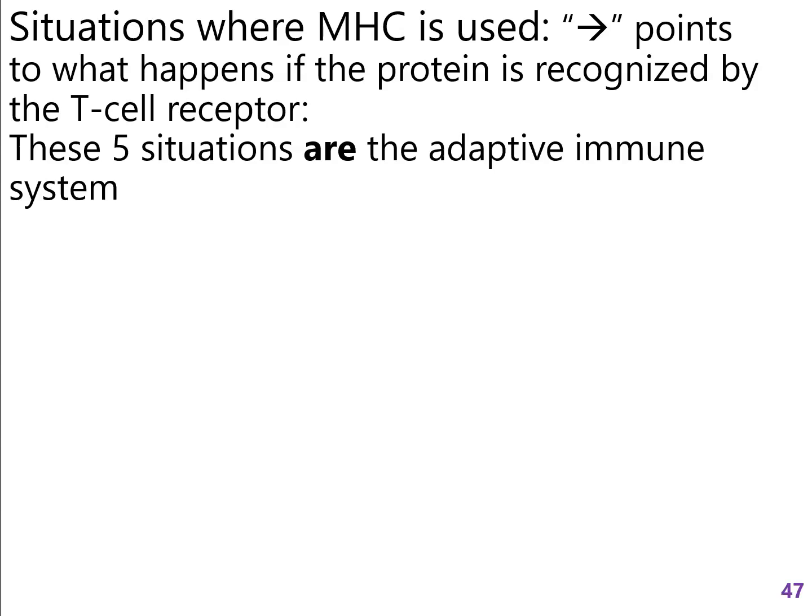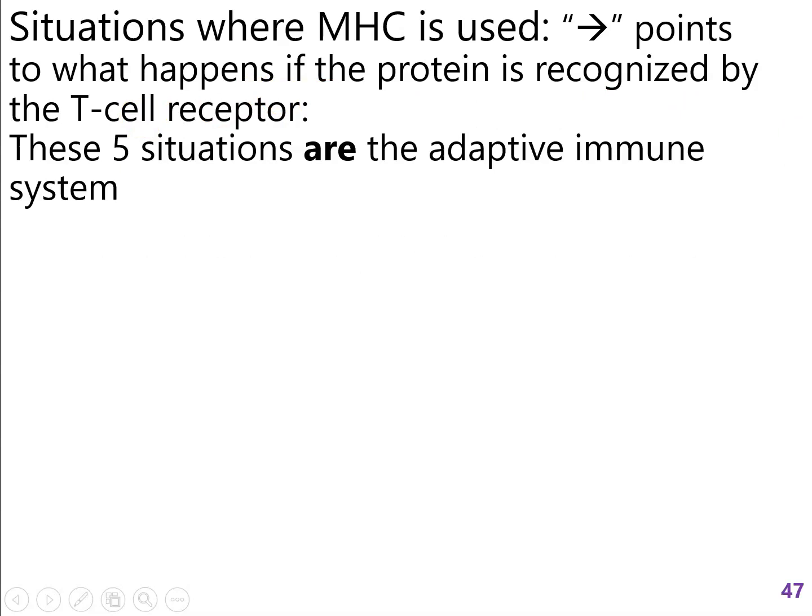So the way these are spelled out is I show which MHC system it is, then I'll write which two cells are interacting with each other, and then the arrow, and then what happens if the T cell receptor recognizes a protein. So MHC is always displaying a protein to some kind of T cell. So what happens if the T cell does recognize that protein? If it doesn't recognize the protein, nothing happens. The T cell says, never mind, and moves on. But if it recognizes that protein, things will happen. And that's a big event. So these are the 5 situations.